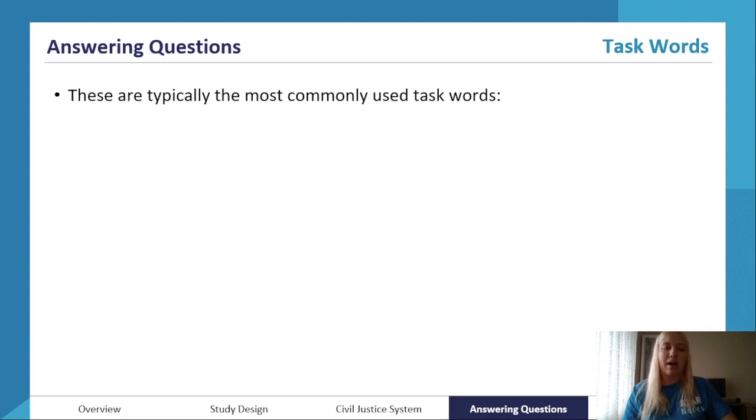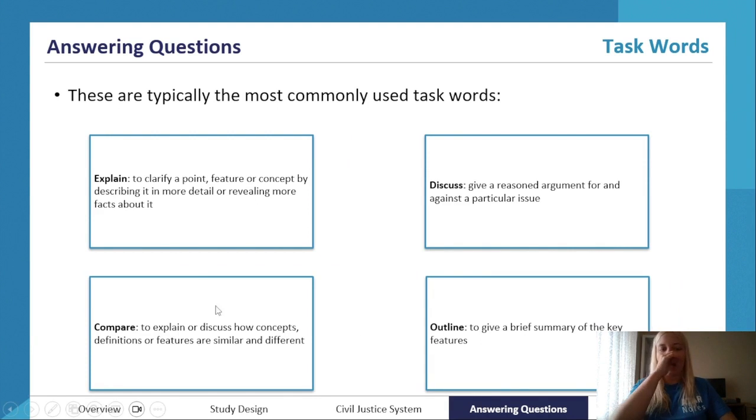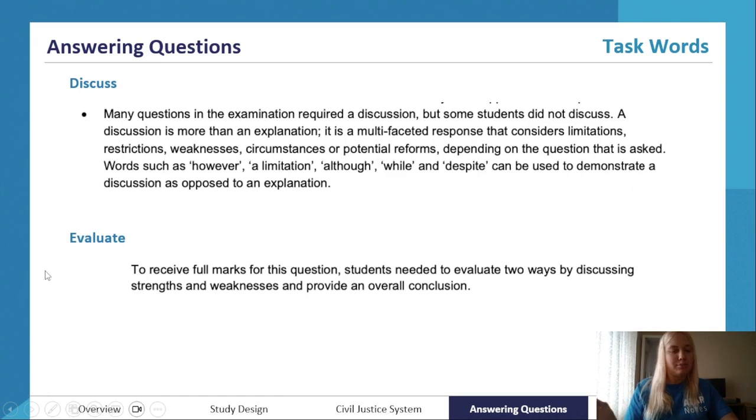We already talked about evaluate and distinguish. I just talked about explain, how the additional feature there is you need an example. And we covered compare and discuss. Beautiful. So you should be all across that, and that's already most of the questions in legal studies.